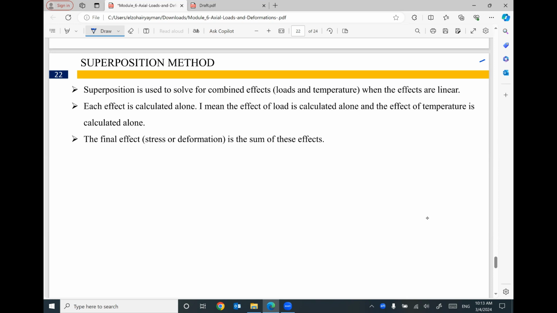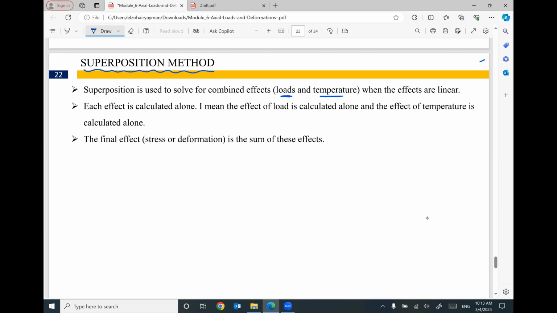In this video, I will go through the superposition method. What is the meaning of superposition method? Superposition is used to solve the combined effect. If we have a problem under the effect of applied force and the temperature at the same time, both of them at the same time.